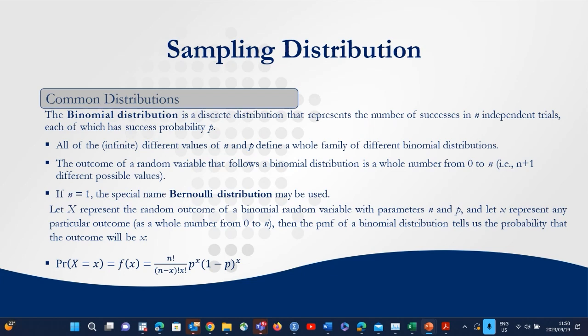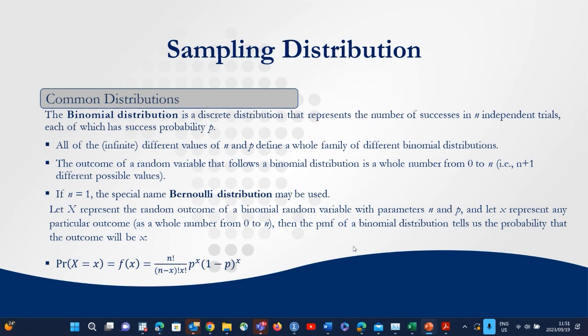The outcome of a random variable that follows a binomial distribution is a whole number because it's discrete. When we are talking about an outcome that follows a binomial distribution, that outcome is going to be a whole number: a 1, a 2, a 3, a 4, a 5. If our n is 1, it is called a Bernoulli.